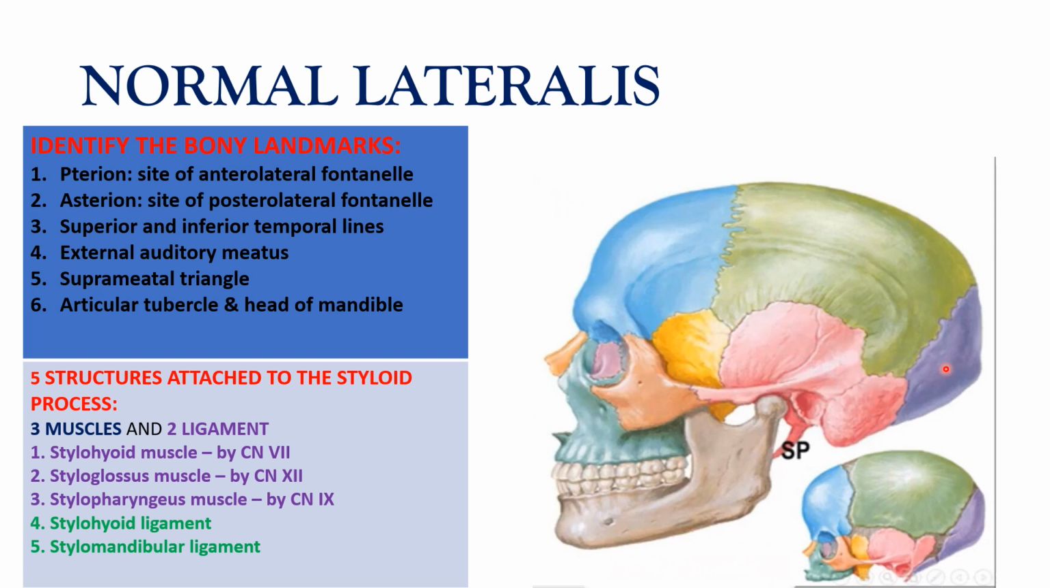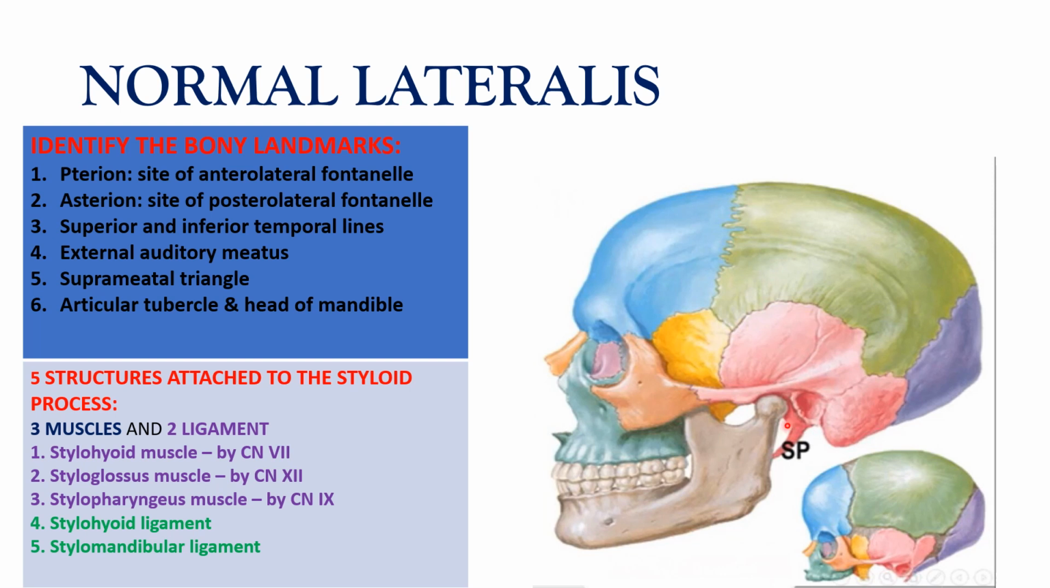Then we have the external auditory meatus, where my cursor is. Just above the external auditory meatus is a triangle called the suprameatal triangle. It is found below the supramastoid crest and above the external auditory meatus. Clinically, the suprameatal triangle forms the lateral wall of the mastoid antrum.